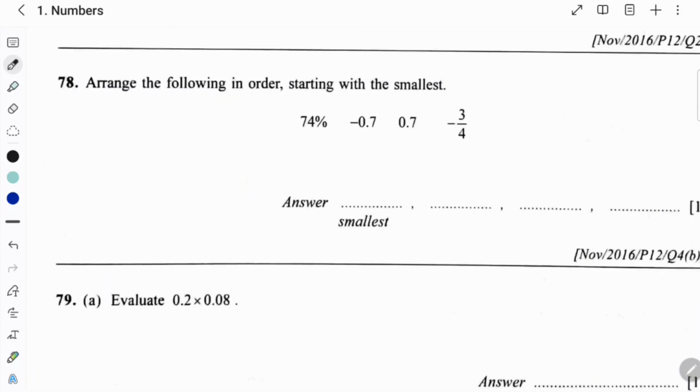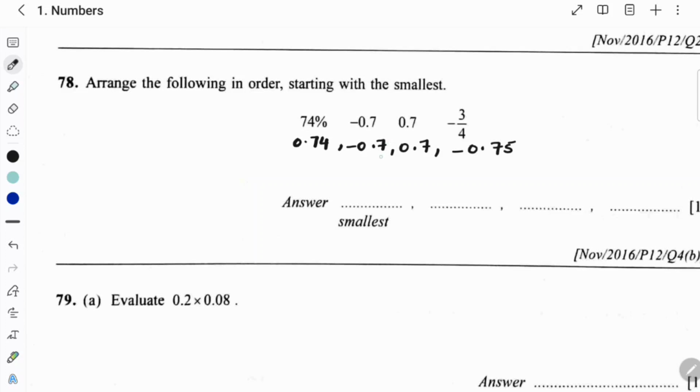Let's see this question. Arrange the following in order, starting with the smallest: 74%, minus 0.7, minus 3 upon 4, and 0.7. We know that 74% is 0.74, and 3 upon 4 is 0.75. I'm not showing it to you because it's obvious, and I've done it in the other questions as well. So first compare the negative ones.